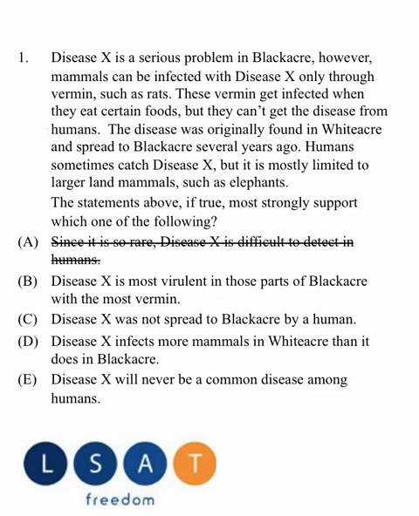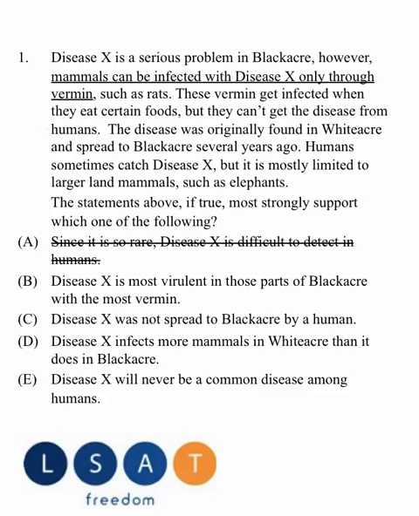B, disease X is most virulent in those parts of Blackacre with the most vermin. Well, if we read this casually, we might conclude, well, if vermin is causing disease X, if there's more vermin, then there's going to be more disease X, and maybe it'll be stronger. But one thing we cannot do in the LSAT is read casually. We have to be very specific, and on questions such as these that ask you to draw a logical inference, we have to be 100% certain that the answer choice is supported, and there's simply no support that there is this correlation between the amount of vermin and the virulence of the disease. So for that reason, B is not the correct answer.